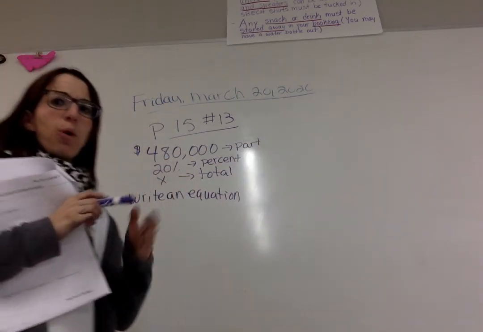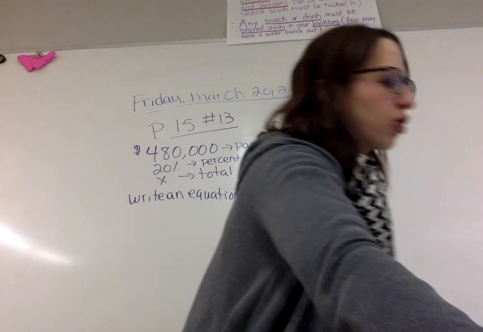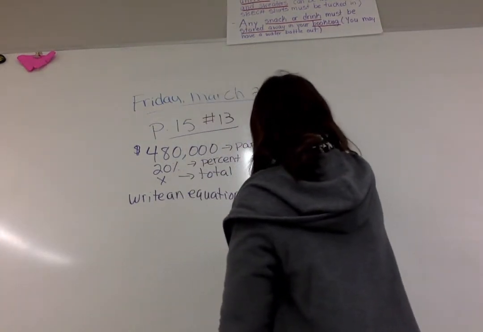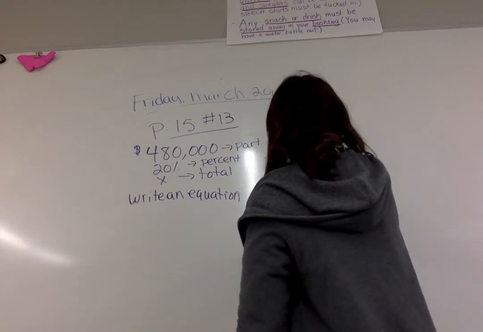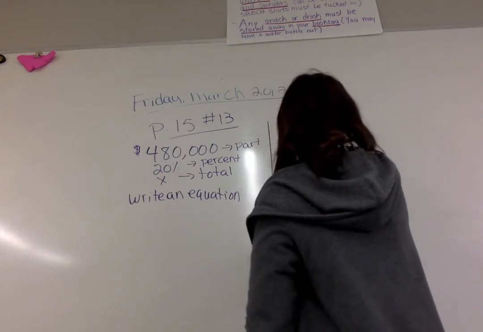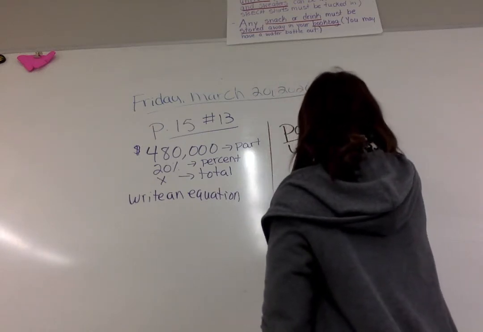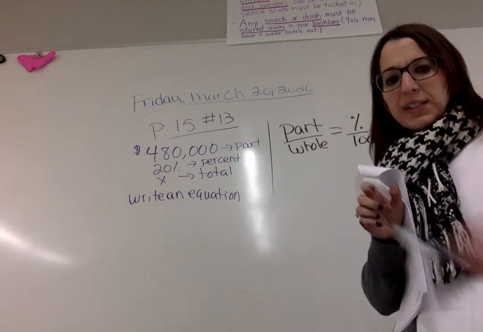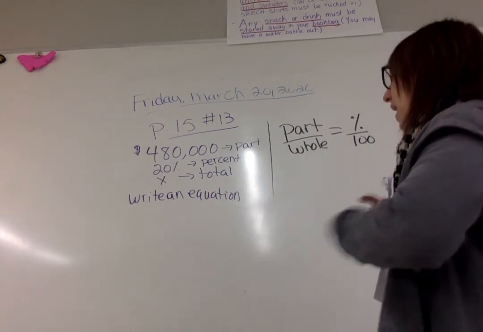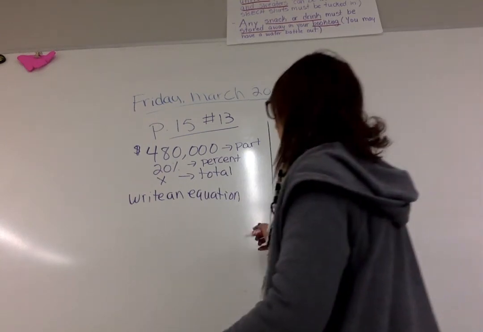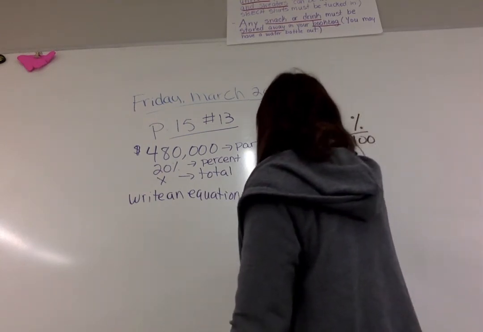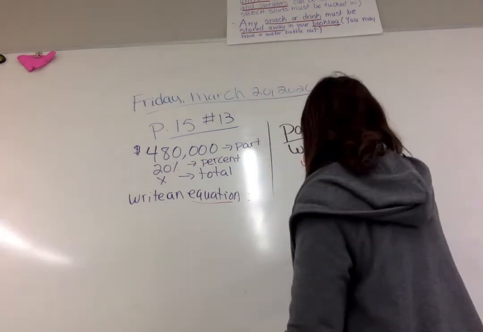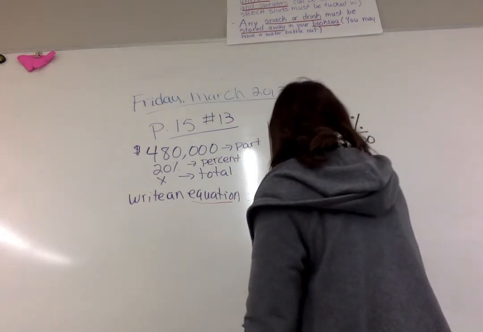So now I'm going to do part to whole relationship. So that formula says part over whole equals, I'm going to put the percent sign instead of the word, over 100. Now, all I'm going to do is substitute the numbers in the correct spot first, because it asks me to write an equation. An equation has an equal sign. And here is my equal sign.